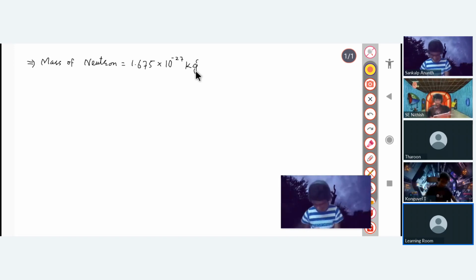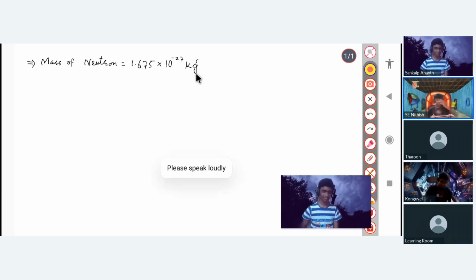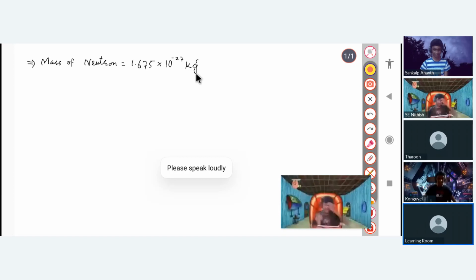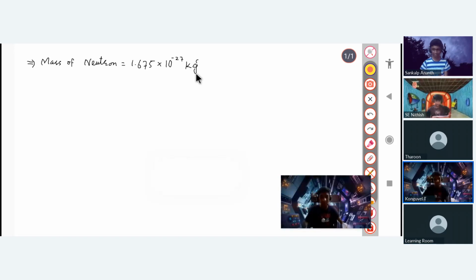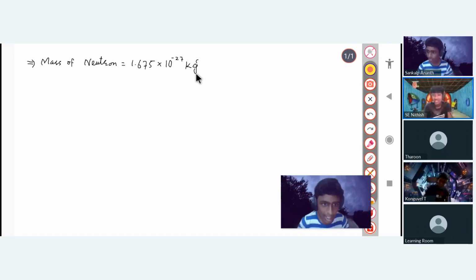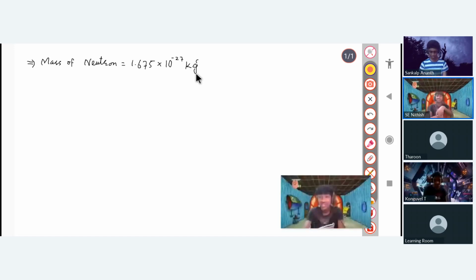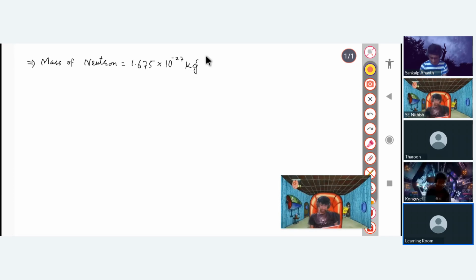So what was the mass of proton? It is 1.674 into 10 to the power of negative 27. So it is higher by 0.001 into 10 to the power of negative 27 kg. That means most of the books write that the mass of proton and the mass of neutron is nearly same. So there is slight difference. So you can remember this.